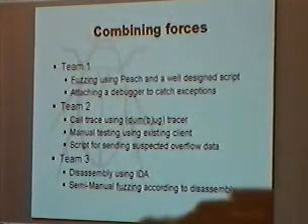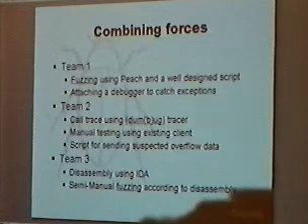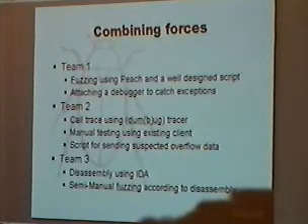The best way to do vulnerability research is to combine forces. Those are just 3 examples. You should actually, depending on the target you're handling, choose your weapons yourself. But a good thing would be fuzzing using Peach and a well-designed script, and attach a debugger or the tracer to it to make sure that you catch all the exceptions triggered. Call tracing, and then manually testing using the existing client.